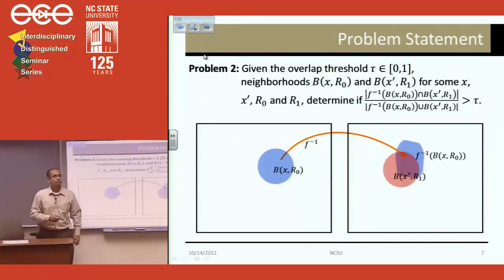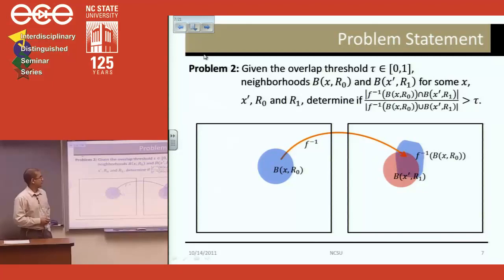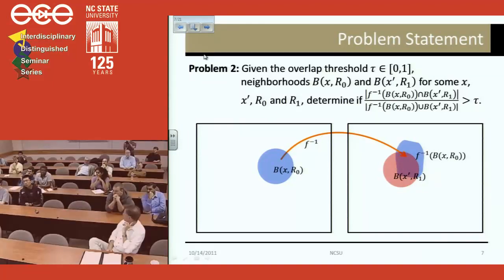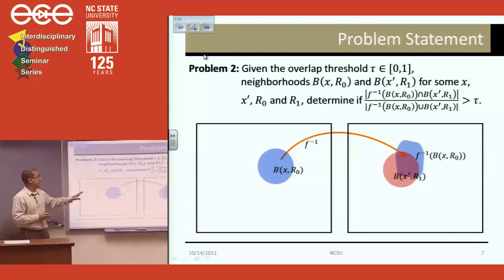Yes? Is x prime the point closest to f inverse x0? Well, later we're going to make that connection, but at this point, the problem as it's stated is fairly general. I'm saying for any x prime that you give me, I want to figure out whether those two regions overlap or not. How much they overlap, actually. Okay? And please interrupt me if you have any questions.